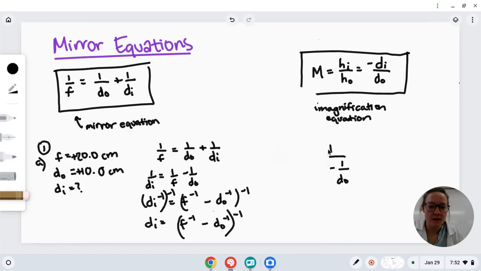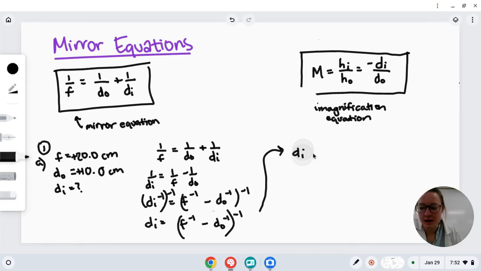So now what I'm going to do is plug in numbers here. I get that di, the distance to the image, is going to equal. Now here's what I'm going to do. Normally I would convert these into meters, but I'm just going to leave everything in centimeters because then my final answer is going to be in centimeters, and that's going to totally work out great for me.